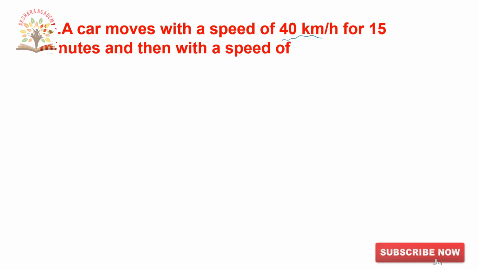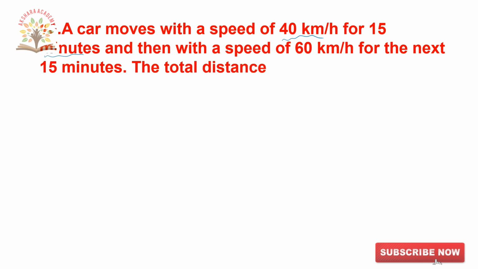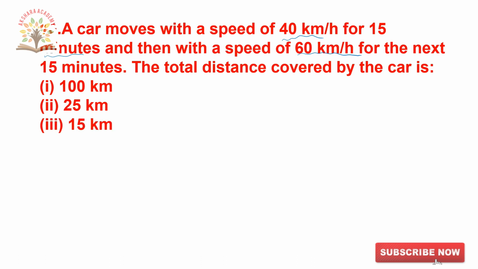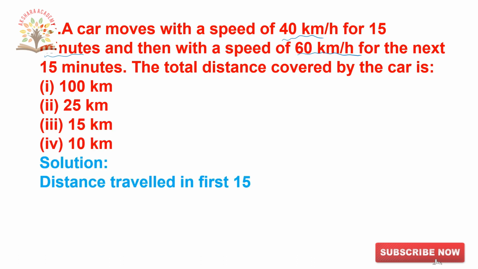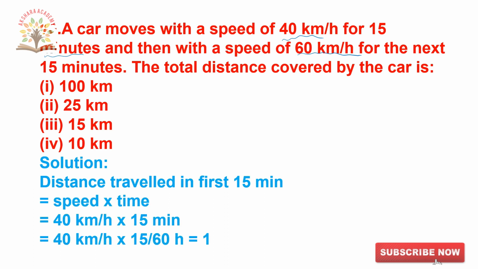A car moves with a speed of 40 km per hour for 15 minutes and then with a speed of 60 km per hour for the next 15 minutes. The total distance covered by the car is, here a car is moved with a speed 40 km per hour for 15 minutes, and next 15 minutes car is going with a speed 60 km per hour. Now let us go to the solution.